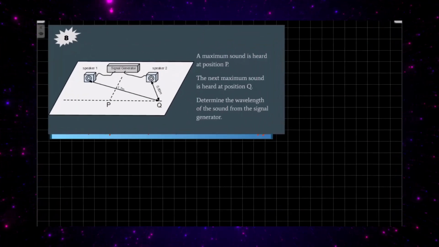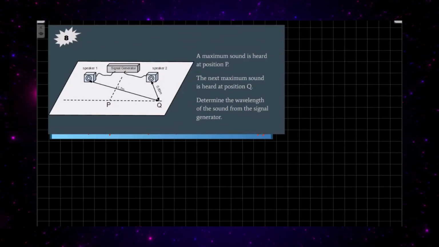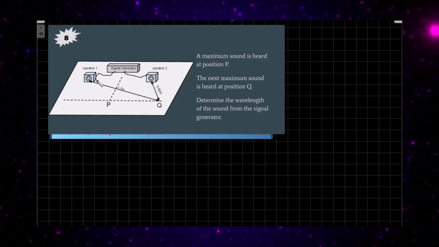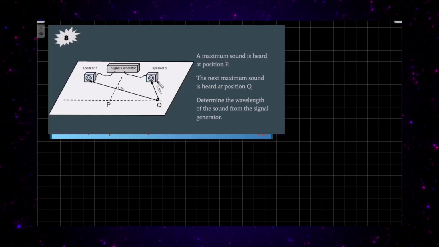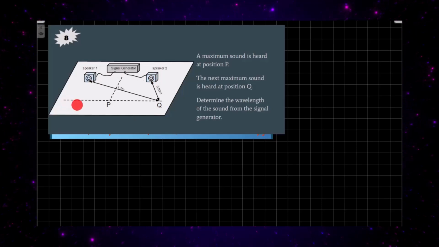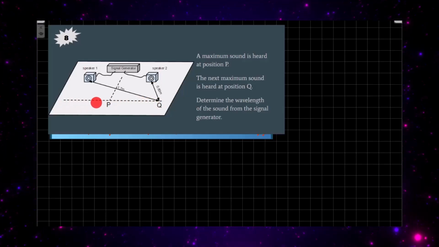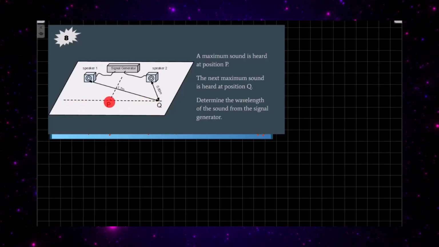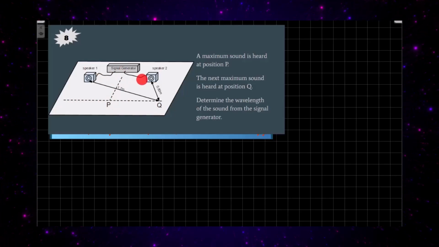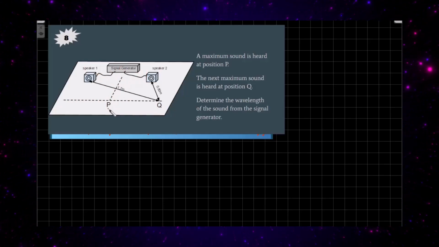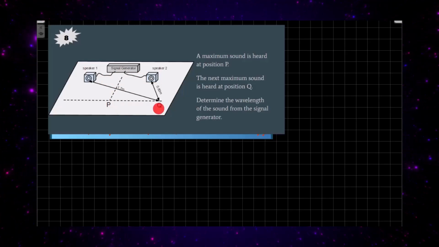Here's a diagram showing you two speakers connected to the same signal generator. That means that the sound coming from speaker 1 and the sound coming from speaker 2 are coherent, and you should be able to hear an interference pattern along this line here if you walk back and forth. Now we're told the position P, the central maximum, exactly halfway between the two speakers, we hear a maximum sound. The next maximum sound occurs at position Q.